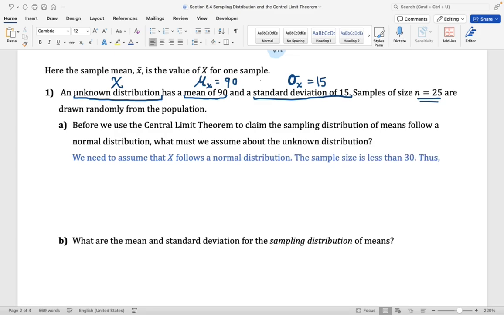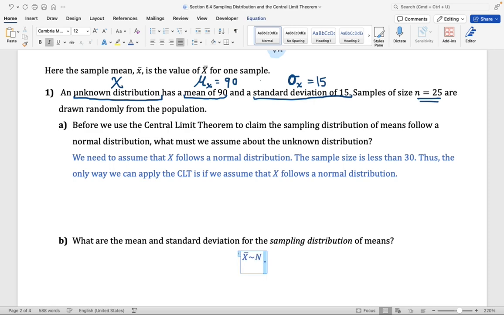Thus, the only way we can apply the central limit theorem is if we assume that x follows a normal distribution. Now, if the sample size was 30 or bigger, then we wouldn't have to make this assumption. We would say the samples are big enough, we can apply the central limit theorem. So again, we're making this assumption. Let's assume that X follows a normal distribution. That way we can apply the central limit theorem. And if we apply it, then now we can say that X bar follows a normal distribution.